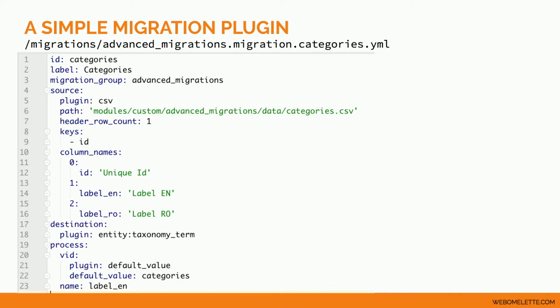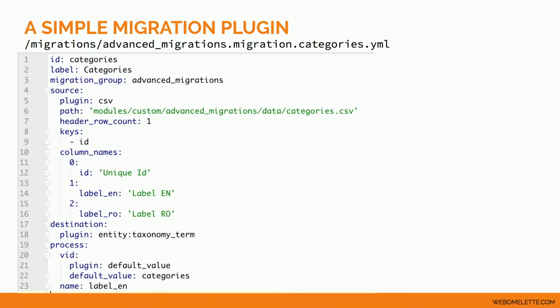Then we've got a destination. We just say, okay, the destination is entity, and just save them as taxonomy terms. Finally, the fun part is the process plugin, where we map the fields, as I mentioned, and process them. Well, not much processing is happening here, but we will see a bit later.